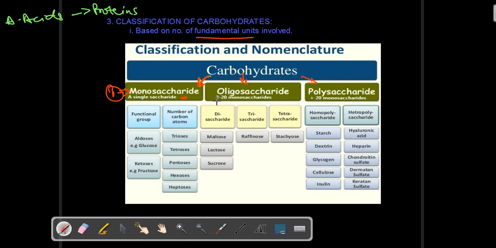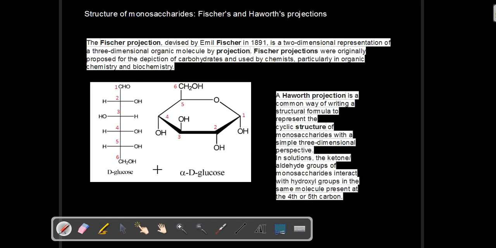Oligosaccharides are carbohydrates which are made up of 2 to 10 monosaccharide units. I have typed 20 here, but this is 10. A minimum of 2 or 3 or 4, 5, 6, 7, 8, up till 10 monosaccharide units can combine together to form a larger sized carbohydrate, which is called an oligosaccharide. Polysaccharides contain more than 20 monosaccharide units bonded to each other. Right. Now let us first have a look at a couple of monosaccharides.